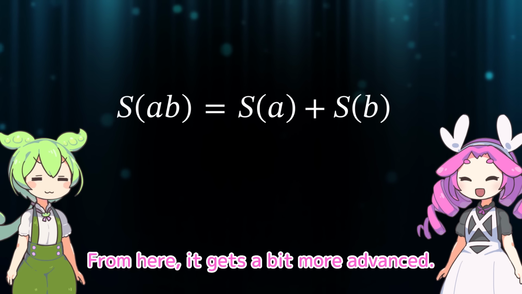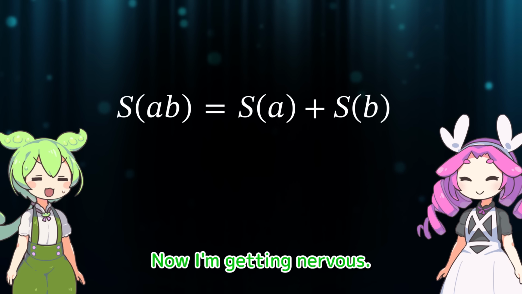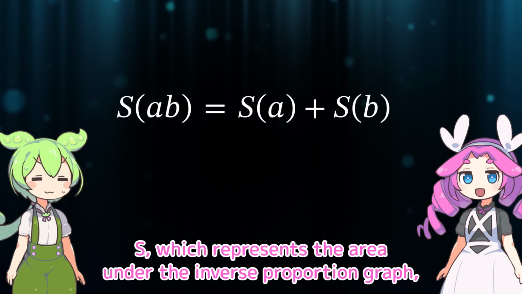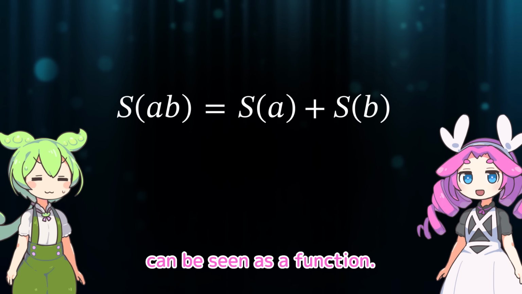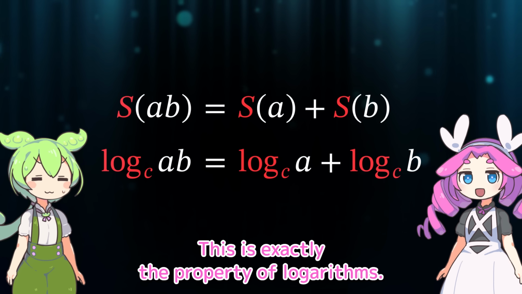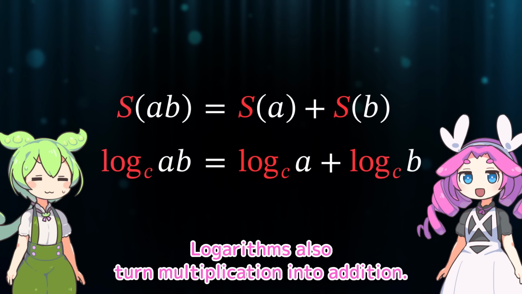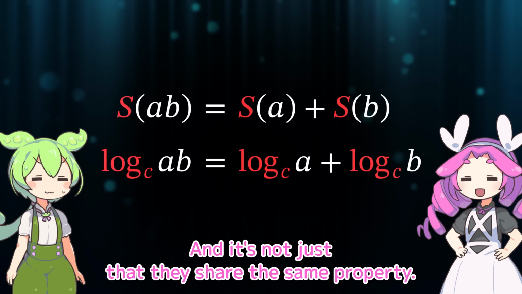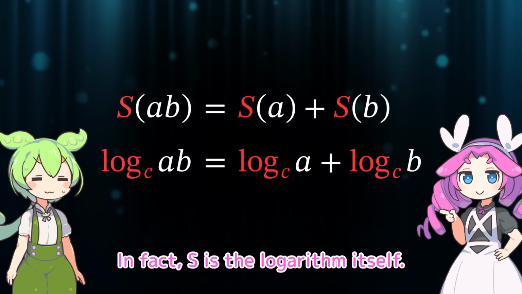From here, it gets a bit more advanced. Now I'm getting nervous. S, which represents the area under the inverse proportion graph, can be seen as a function. This function converts multiplication into addition. This is exactly the property of logarithms. Logarithms also turn multiplication into addition. And it's not just that they share the same property. In fact, S is the logarithm itself.